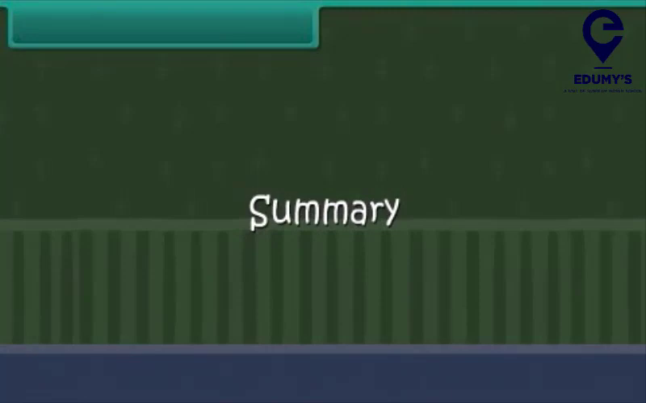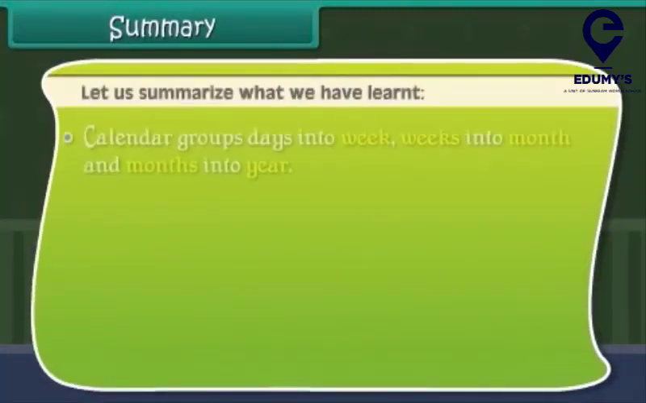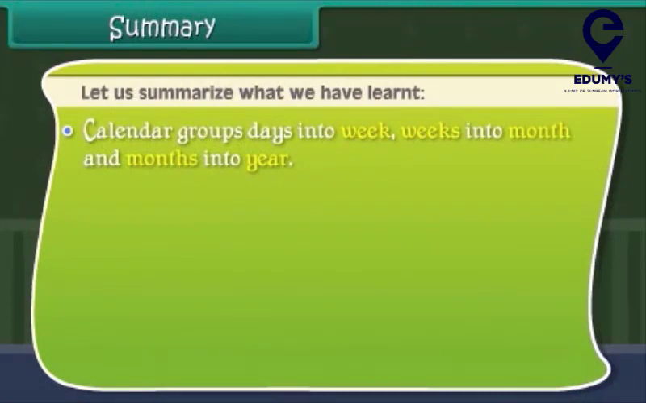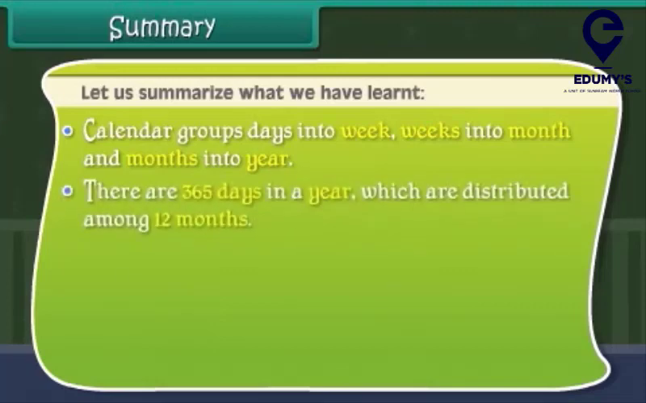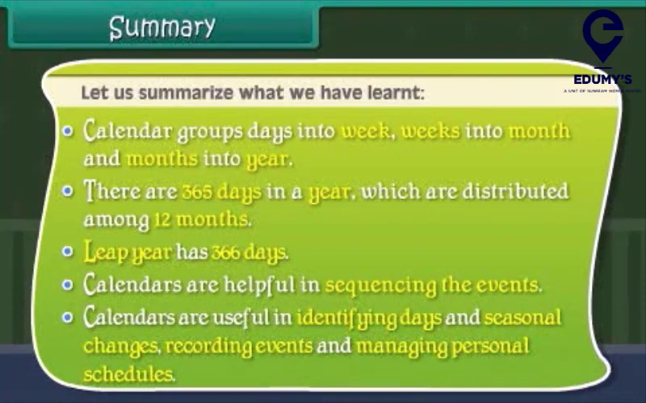Summary. Let us summarize what we have learned. Calendar groups days into weeks, weeks into months, and months into years. There are 365 days in a year, which are distributed among 12 months. Leap year has 366 days. Calendars are helpful in sequencing the events. Calendars are useful in identifying days and seasonal changes, recording events, and managing personal schedules.